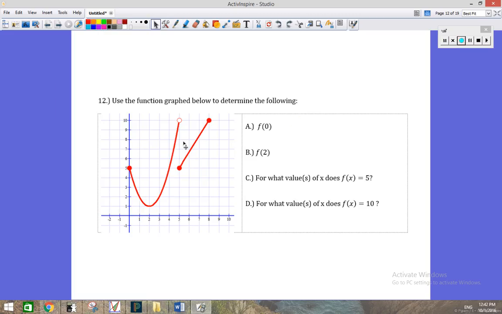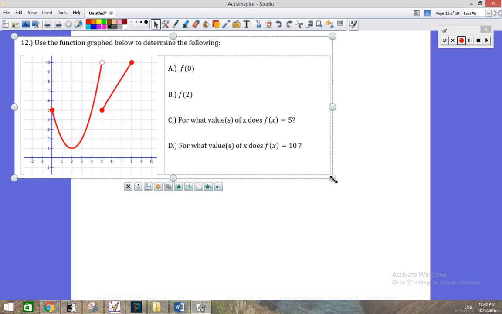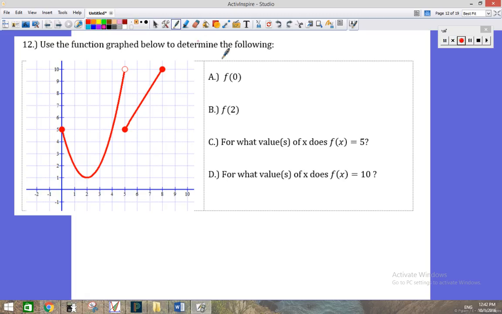All right, so they want us to read this graph. When x is 0, here's x equals 0, and if I go up on the graph, here I am at this point, 0, 5. So f evaluated at 0 is 5. For the input f of 2, here's where x is 2. Here I'm at this point, 2 comma 1, so that's equal to 1.